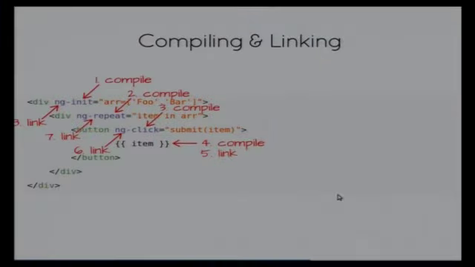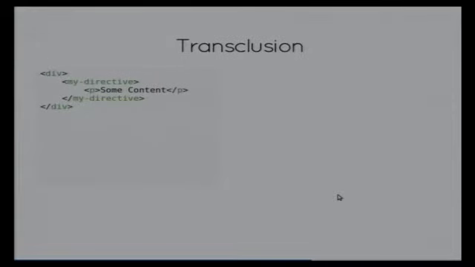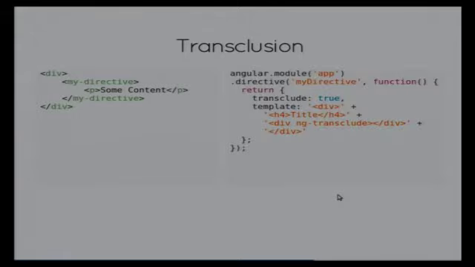We will not have time to go any deeper into what actually happens there, but you just need to know that that's how it works. And then there's also a concept called transclusion. It's a weird word, and what it basically means is that you can just put content in your directive and then use it in the template. So you can take that part, use it again here.